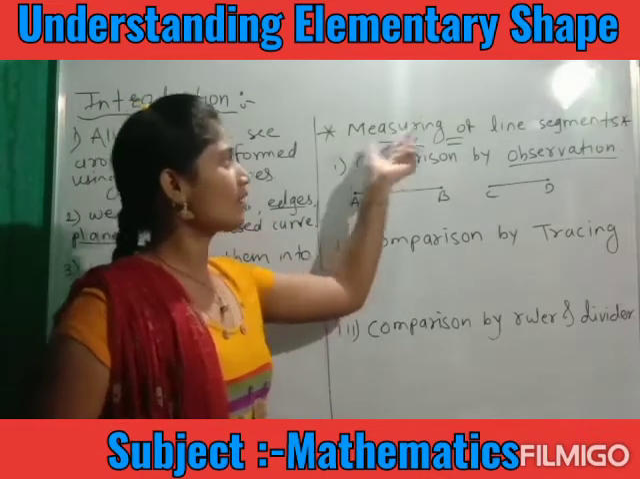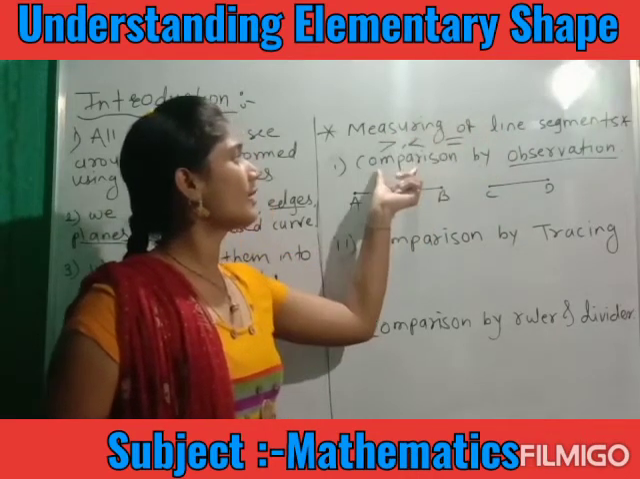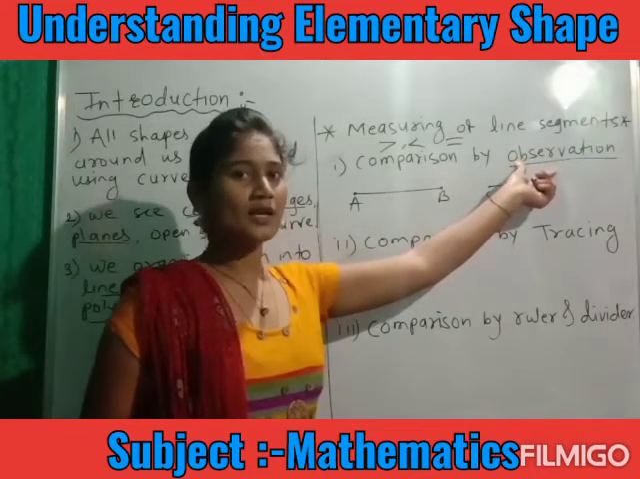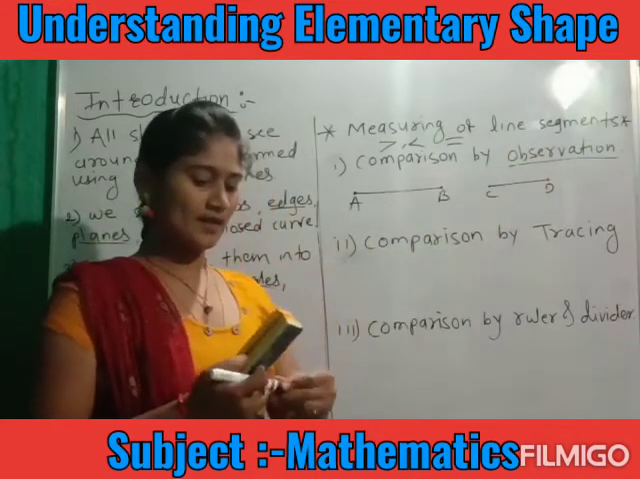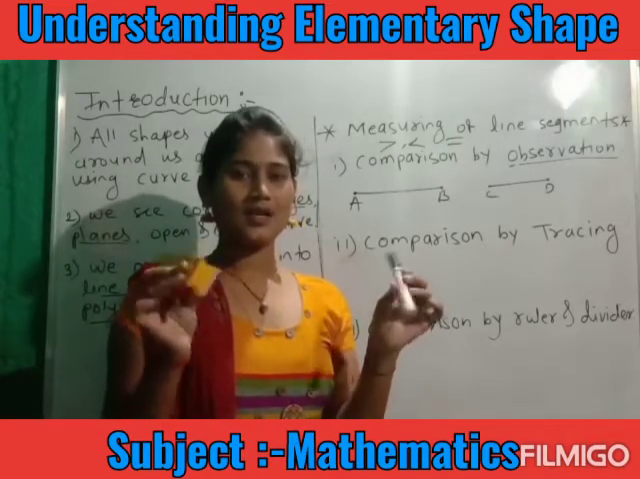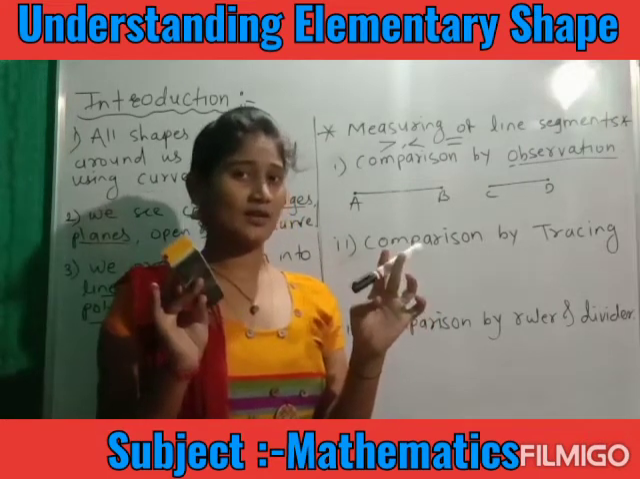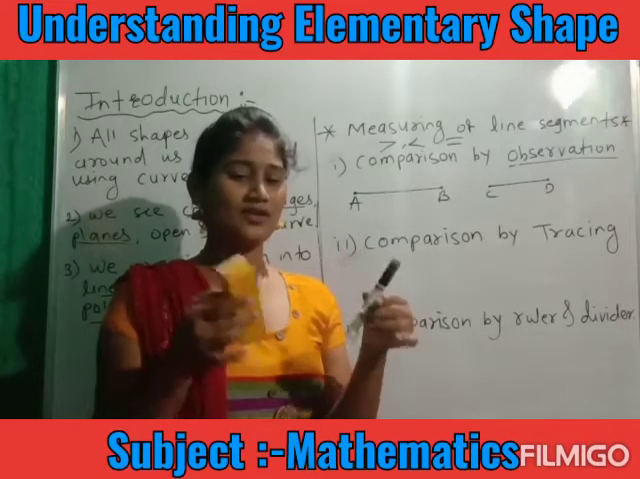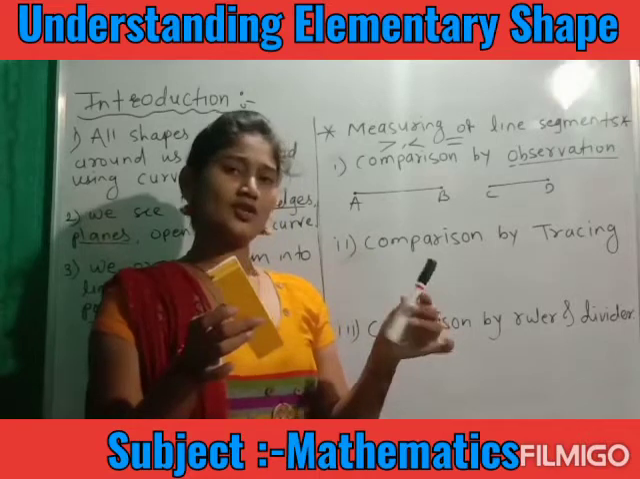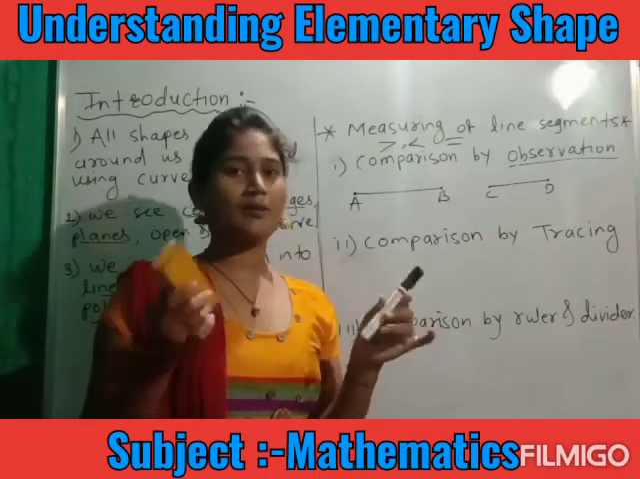Like this one, in the case of a line segment, how can we compare them? Comparison by observation means here we only have to observe. Suppose I have this pen and this duster. I am moving it like this, and tell me which is the biggest and which is the smallest. Keep your observation here. Can you tell me by your observation which one is the smallest and which one is the greatest? Your observation may be different, my observation may be different, and others in that room will also have different observations.